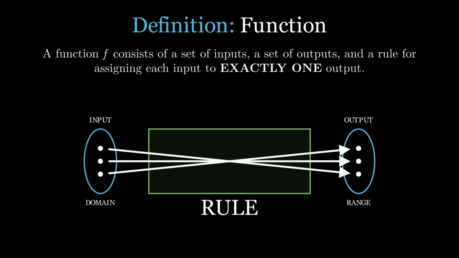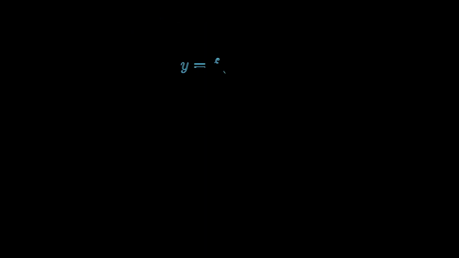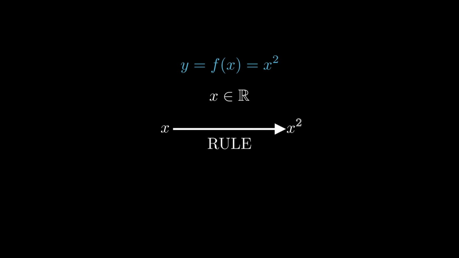Let's consider a simple function f. We can write y equals f of x equals x squared. Let's define this function on the set of all real numbers. That means this function takes in any real number and squares it. So f of 3 is equal to 3 squared, which is equal to 9.